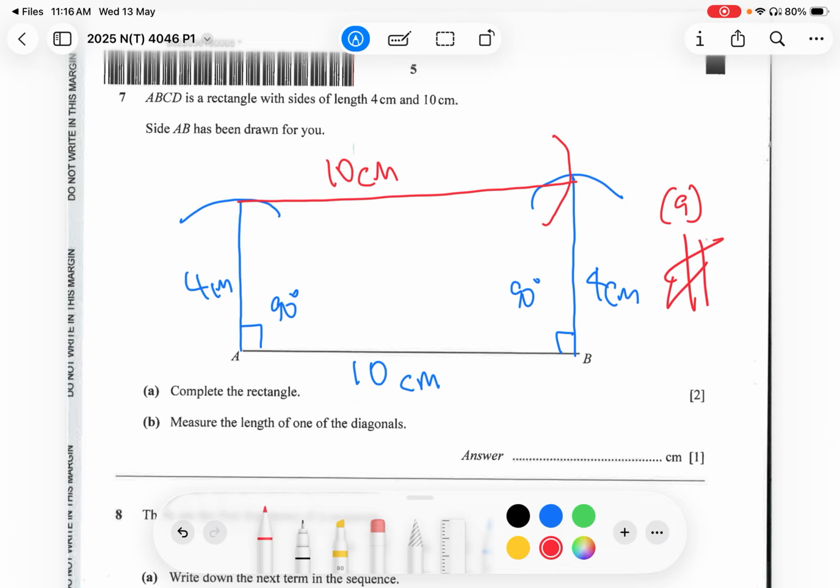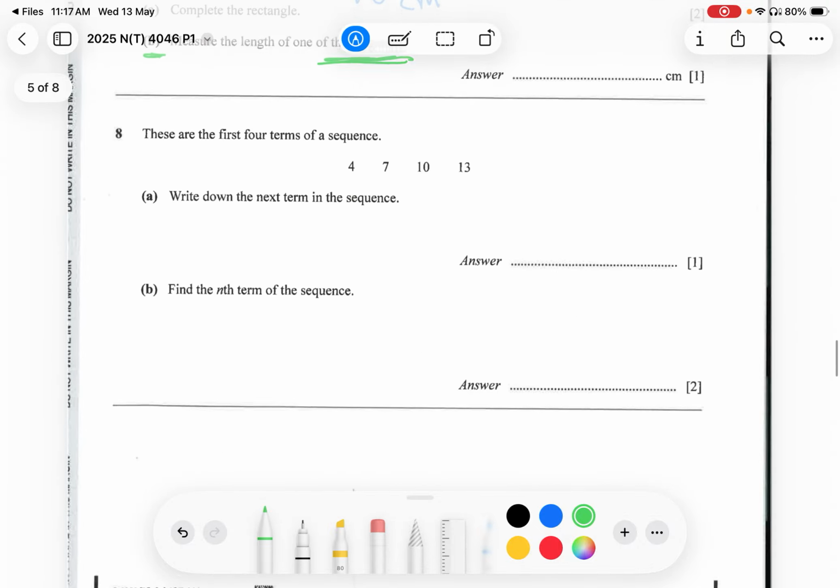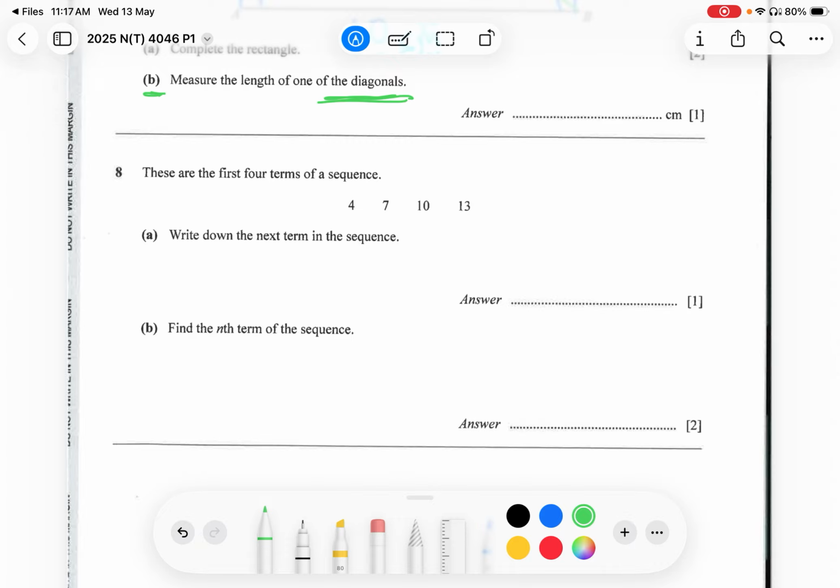Okay, for this part. B. So to find B, right, the length of the diagonal, the slanted part, just take a ruler and measure, then you find the length. This will be your answer for B. Okay, for this, you give this a try, then you see how is it. The next one, question 8. Here, these are the first four terms of the sequence. Write down the next term in the sequence.